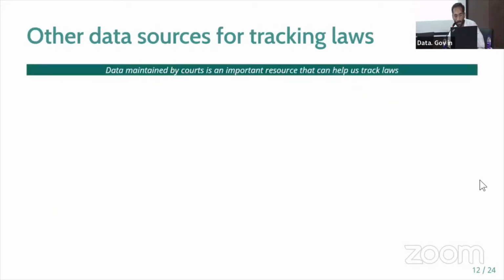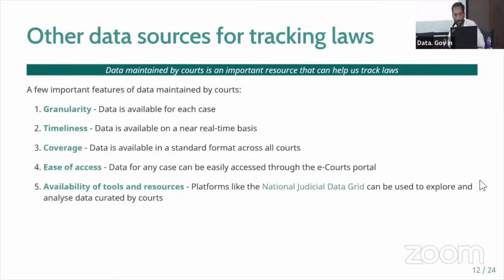So apart from NCRB, there are other data sources, and especially what we focused on for this report that we wrote with her. We use the data coming from the courts, e-courts, and we were only working with the district courts. So data maintained by courts is an important resource. What is different when you compare it with NCRB? Granularity, because data is available for each case. Timelines, data is available on a near real-time basis. Like I can get what happened yesterday in court. Coverage is also good now because mostly all the district courts are on the e-courts platform. Ease of access: if I have to look at my case, I can go online and search. But if I have to download all the POCSO cases, that is a very hard thing to do. So ease of access is in terms of accessing this one case.